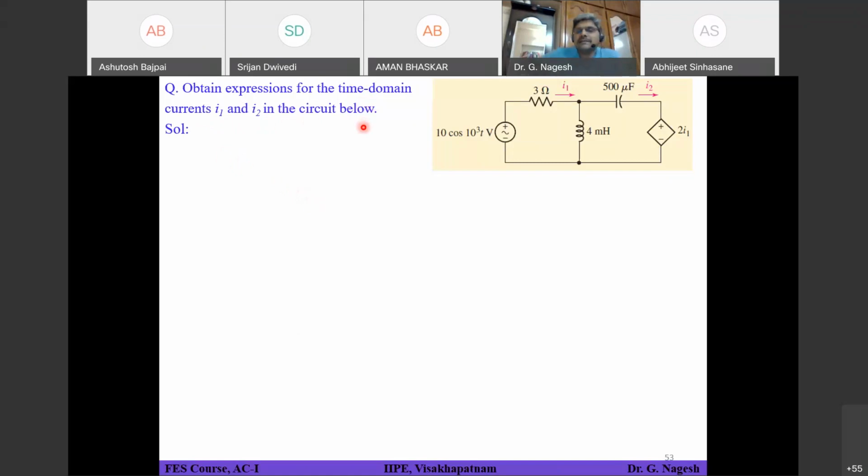One simple trick is, if currents are asked, it is always better to write mesh analysis. If node voltages are asked, it is better to apply nodal analysis. You can approach any method, but nodal analysis will give you the node voltages straight away. If currents are asked, apply mesh analysis, then you will get the currents. Here they are asking us to find the time domain expressions I1 and I2 for the circuit shown below.